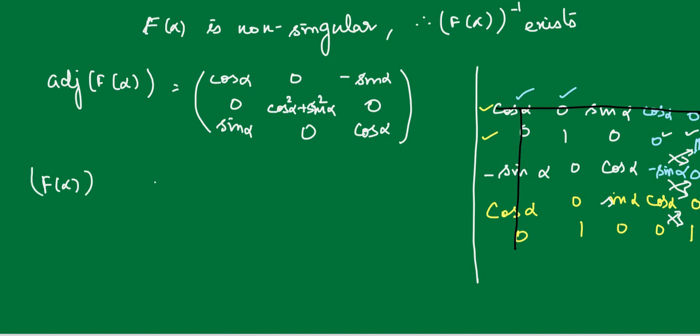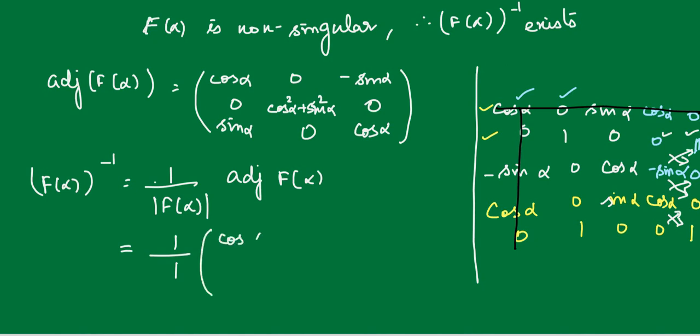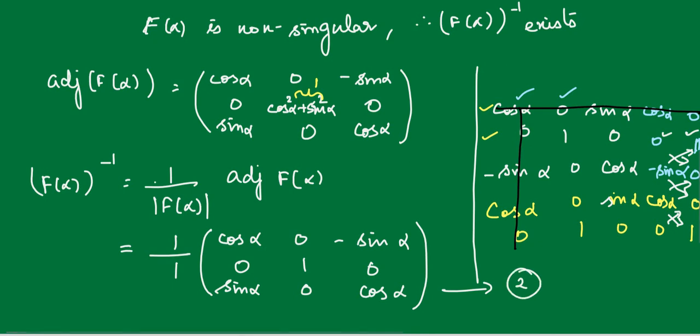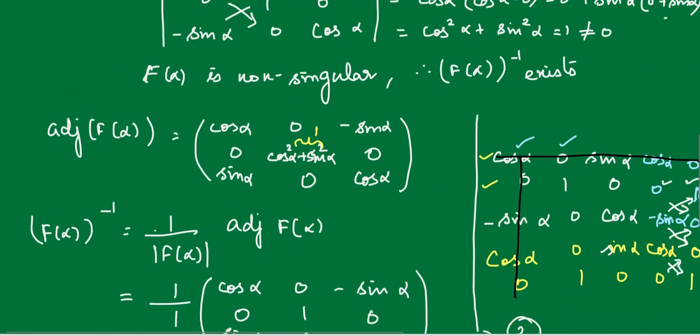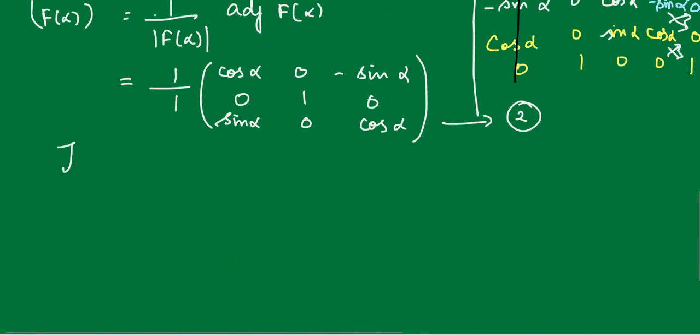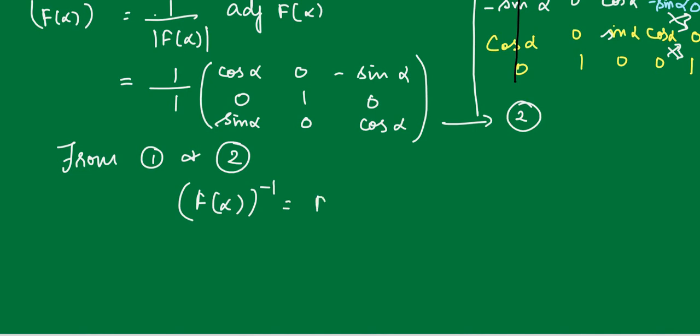Now F of alpha whole inverse is equal to 1 by determinant of F of alpha into adjoint of F of alpha, which is 1 by 1 into the adjoint, that is cos alpha 0 minus sin alpha, 0, cos square alpha plus sin square alpha, we know it is 1, 0. So this is 1, 0, sin alpha, 0, cos alpha. This is equation number 2. Now compare equation number 1 and equation number 2. Equation number 1 is cos alpha 0 minus sin alpha, 0 1 0, plus sin alpha 0 cos alpha. From 1 and 2, conclusion must be written. So from 1 and 2, we know that F of alpha whole inverse is equal to F of minus alpha.